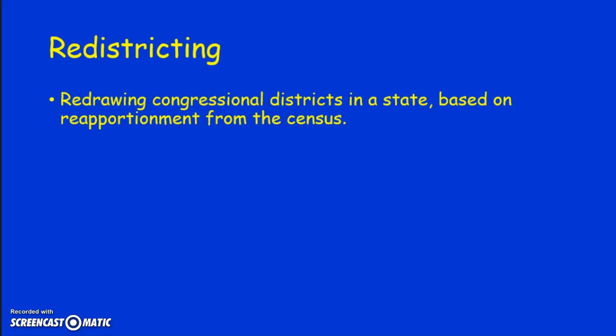Or a state that's lost seats. Let's say it had 15 seats and now it only has 13 seats. You have to redistrict, redraw the map for that state so it only has 13 districts instead of 15. So that's redistricting.